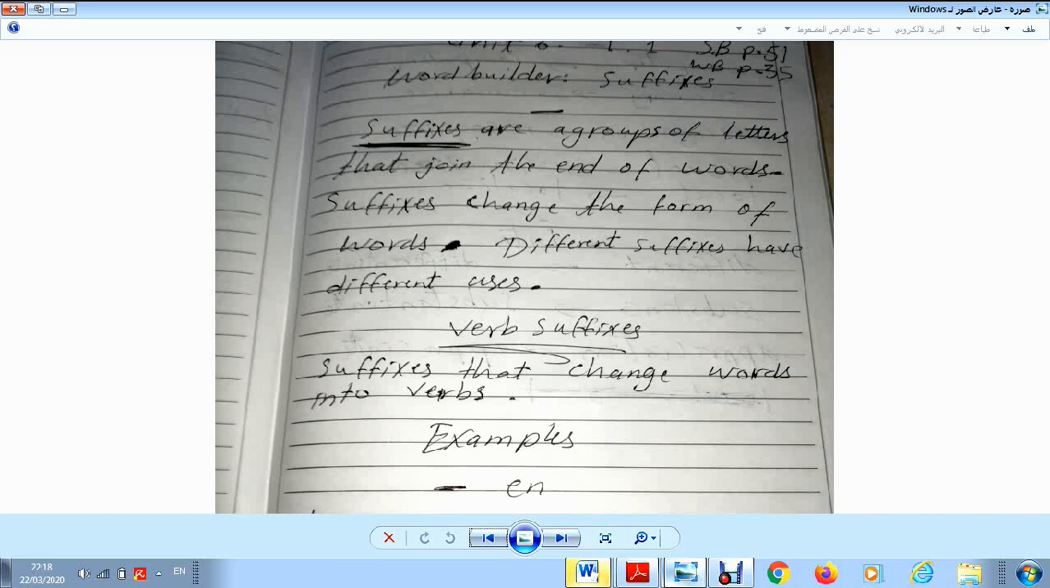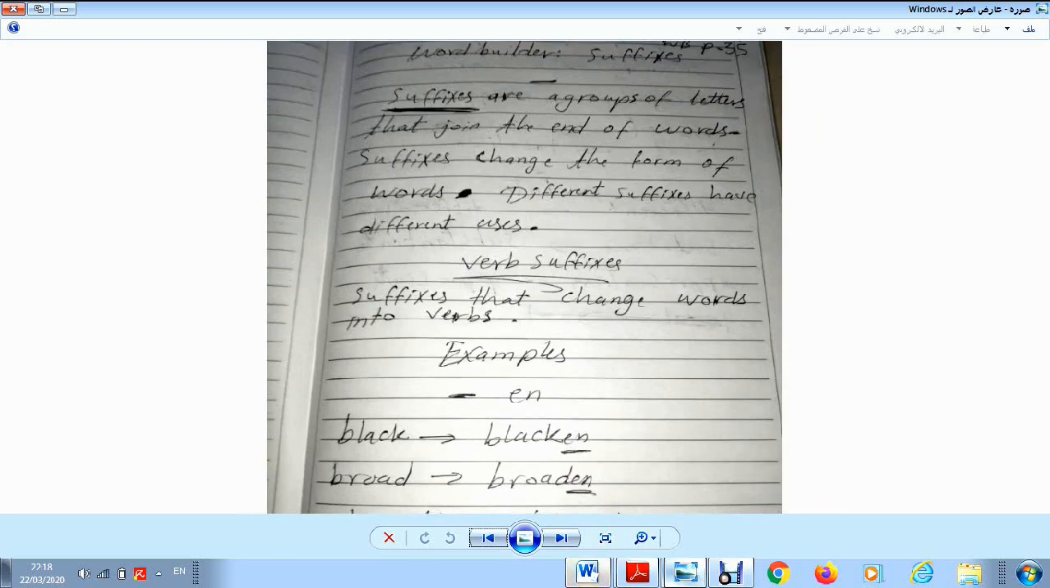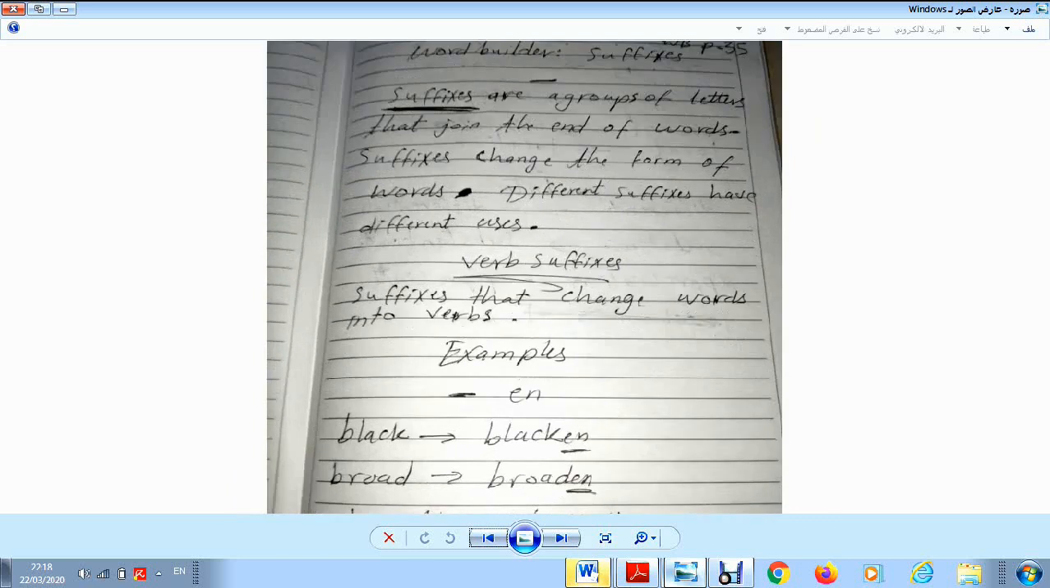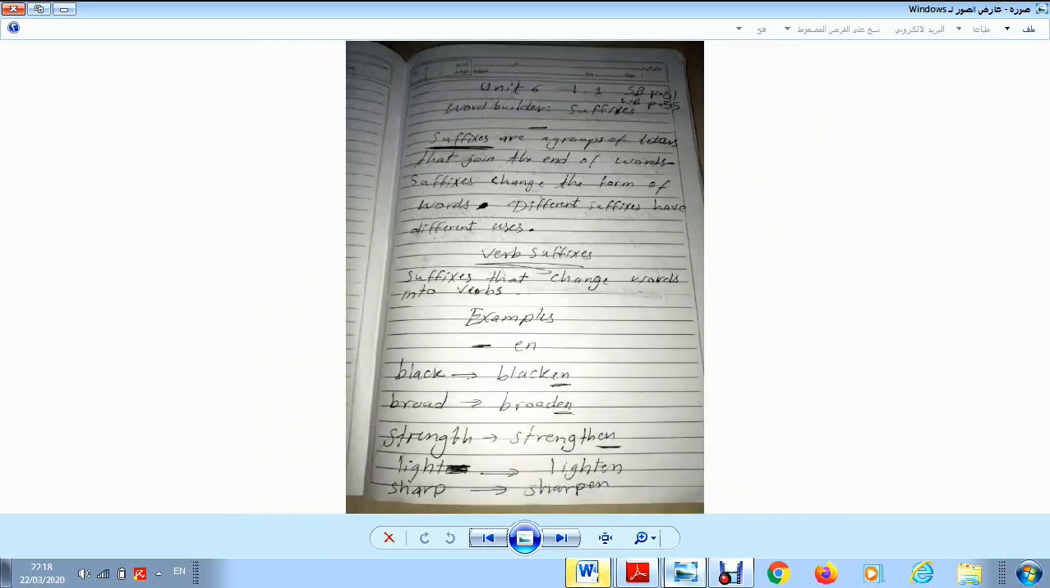Some suffixes change words into adjectives, other suffixes change them into nouns, and the suffixes we are talking about today are called verb suffixes simply because they change the words into verbs. Okay. Examples: en. Words like black and broad. Strength, light and sharp can be followed with the suffix en to become verbs.